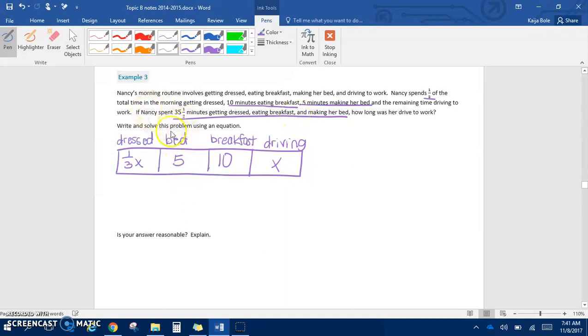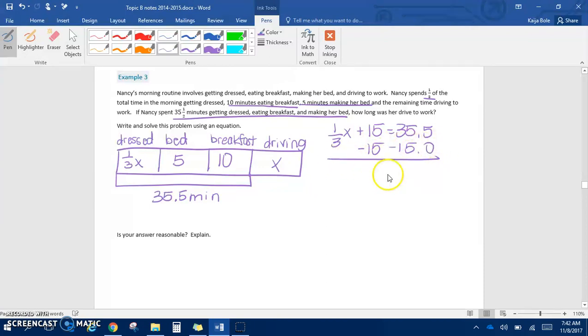Alright. The last thing they told us was that she spends 35.5 minutes doing these first 3 things. So we know that this is 35.5 minutes. So we're going to have to use just these 3 boxes for the first part to figure out what X is. So that means we would have 1/3 X plus 15, and this equals 35.5. So I subtract 15 from both sides. So I get that 1/3 X equals 20.5.